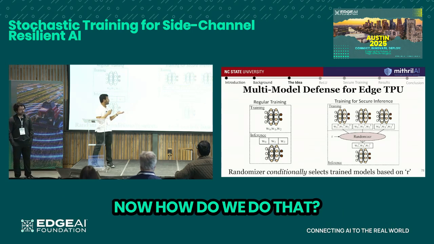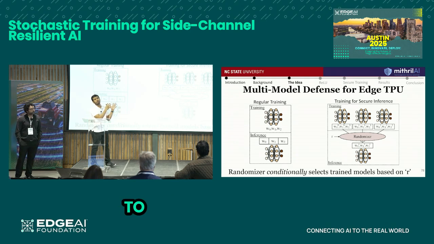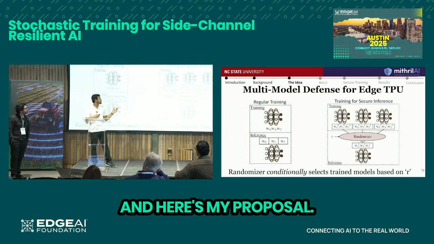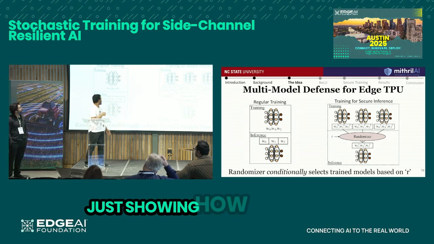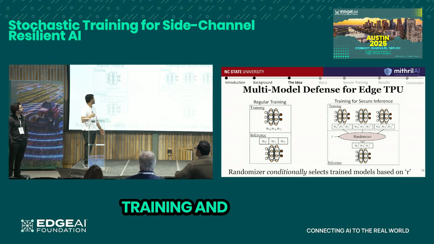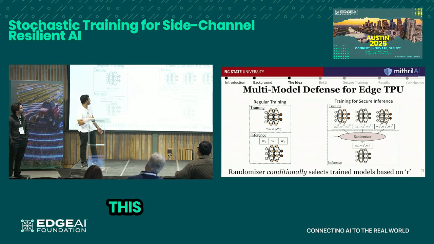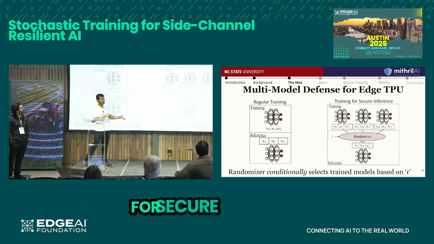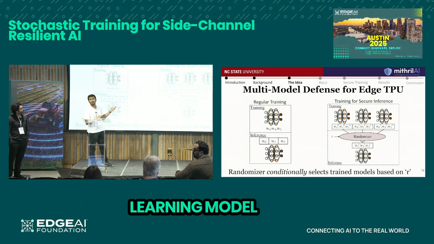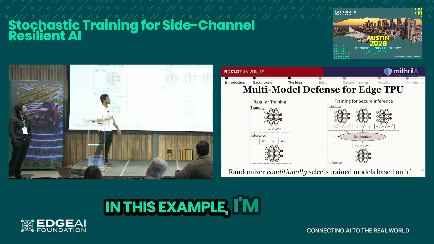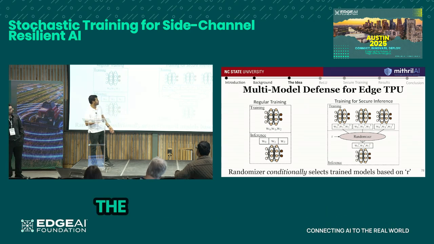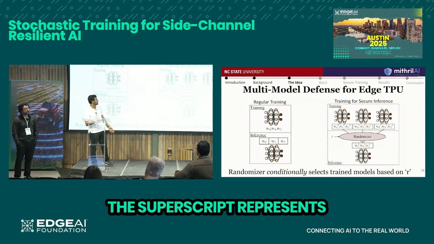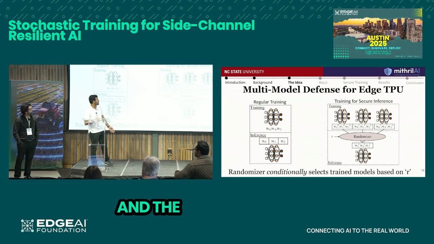Now, how do we do that? Well, now that we have the stochasticity, we need to propose something, right? And here's my proposal. On the left-hand side, I'm just showing how we typically perform neural network training and inference. After training, we get this set of parameters W0, W1, W2, and then we just use the same set of parameters during inference. And here's my proposal for secure inference. So we don't train the machine learning model once, but many times. In this example, I'm showing that I trained this thrice. The superscript represents the training number, and the subscript is just representing the layer and the parameters.